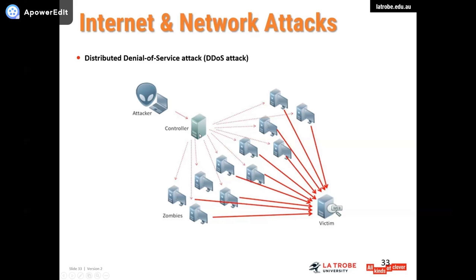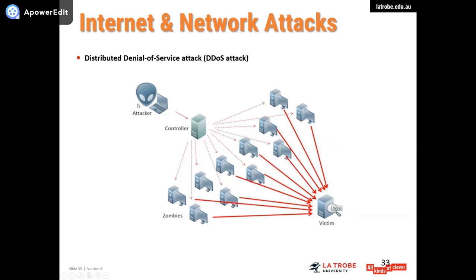If we have thousands or millions of zombies, this system will crash immediately. So that is a DDoS attack. It's very hard for us to defend against this kind of DDoS, and also it's very hard for us to find who the real attacker is. So that's the big problem right now in the whole world.